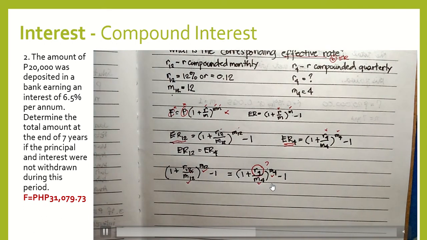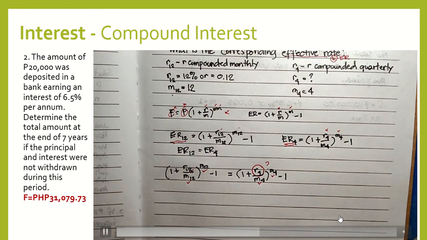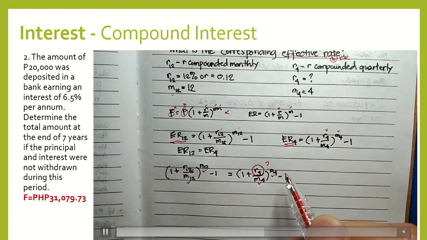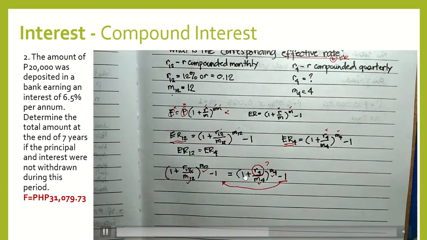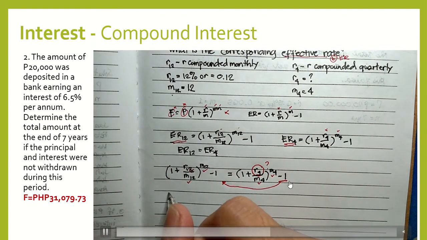Okay, so the next step. Our goal here is again to let R sub 4 be left on one side, and all other values will be placed on the other side, so that we can get the value of R sub 4. Okay, the next thing to do, we will transpose -1 to the other side, so that we can remove 1 here.